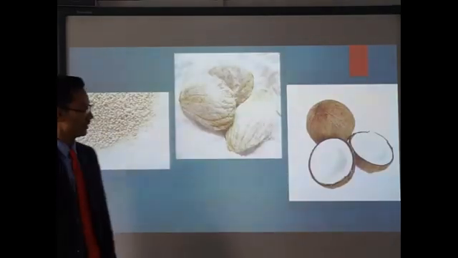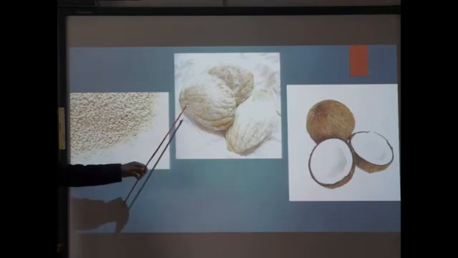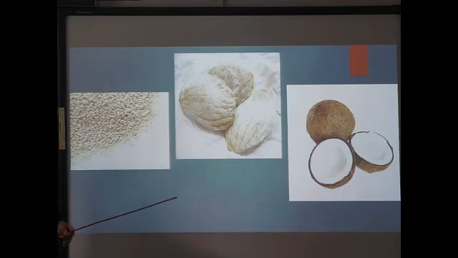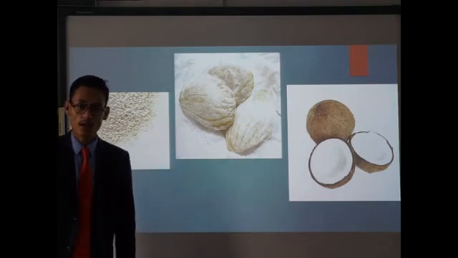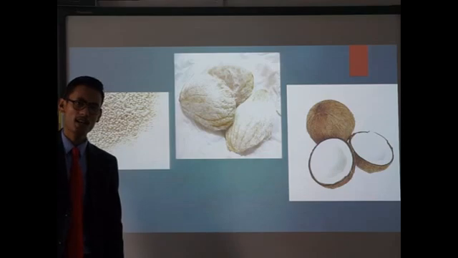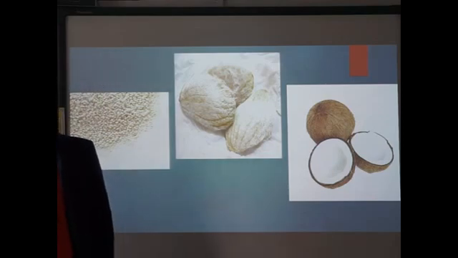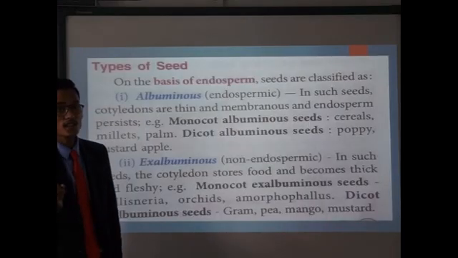Over here you can see the smallest seeds, the poppy seeds, the quite large seeds, the seeds of the mango, and the coconut, which is the largest one. So we have got different sizes of seeds, but keep in your mind, though these sizes are different, the general structure of the seeds used to be the same.